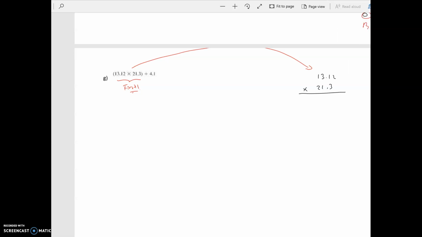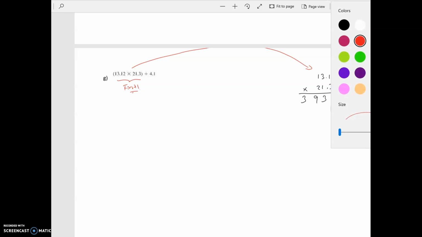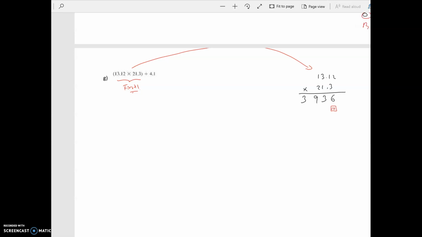So let me start the multiplication. So 3 times 2 is equal to 6, and then 3 times 1 is equal to 3. 3 times 3 is equal to 9, and 3 times 1 is equal to 3. As we multiply our next value, remember that there is a place value there that we need to take into account. Then 1 times 2 is equal to 2, 1 times 1 is equal to 1, and 1 times 3 is equal to 3. 1 times 1 is equal to 1.